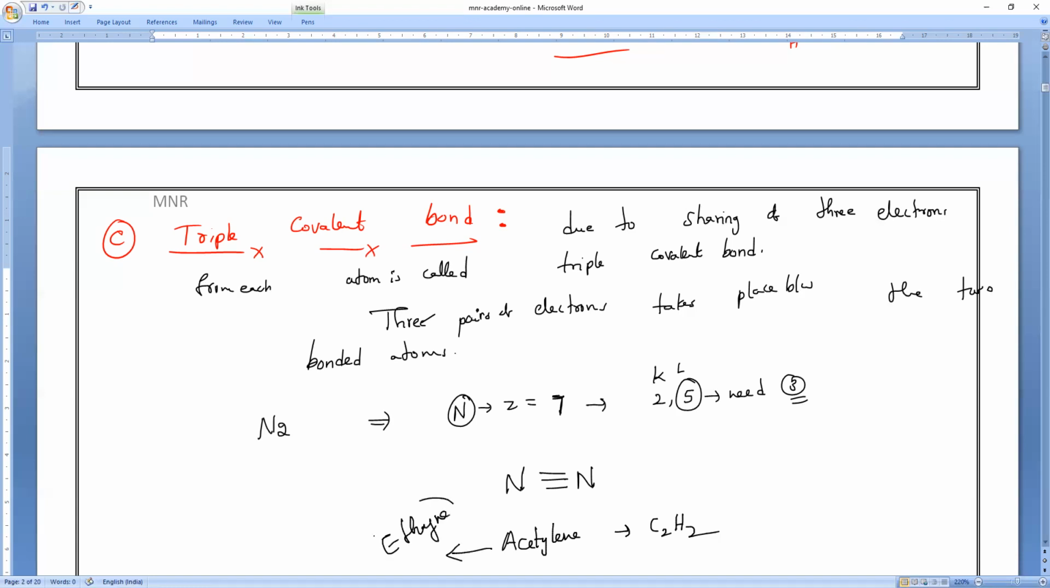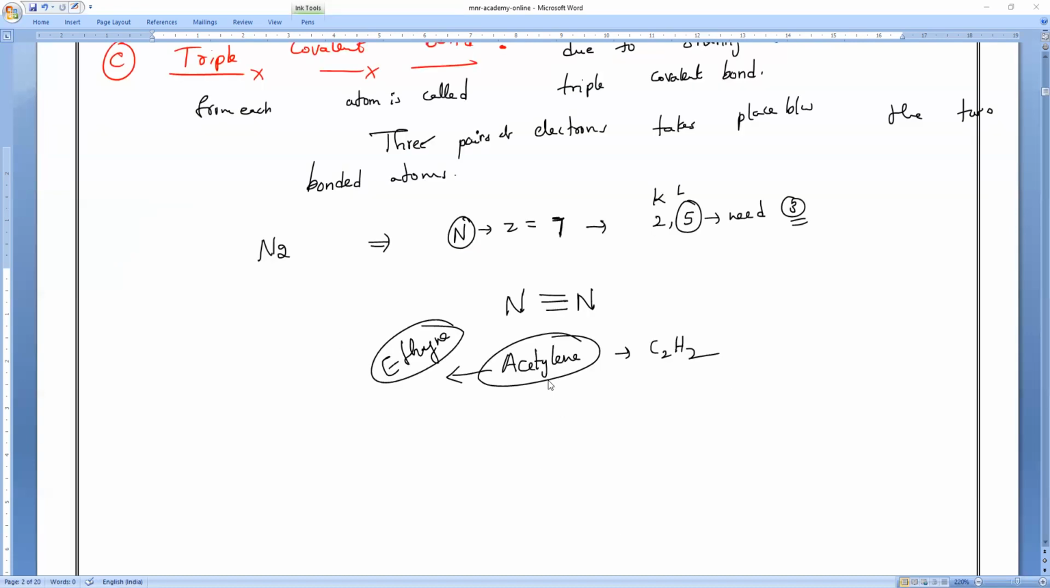Start learning from this chapter itself so that next chapter it will be very easy. Otherwise, next chapter will torture us like anything. Hundreds of compounds will come. Very difficult to remember the names. Everything similar, but it's not same. So ethine, what is the formula of ethine? C2H2.